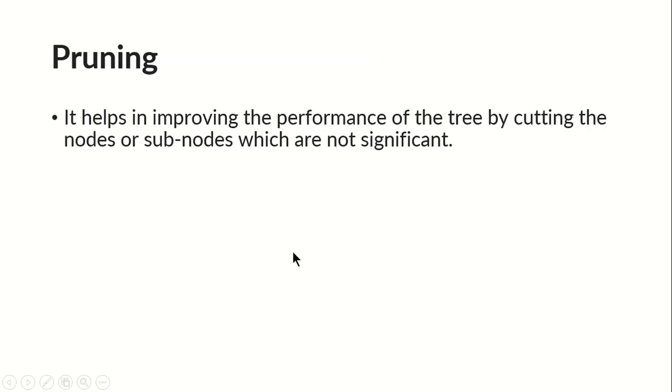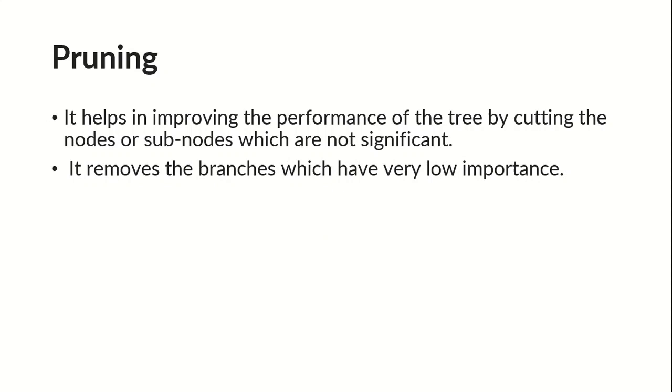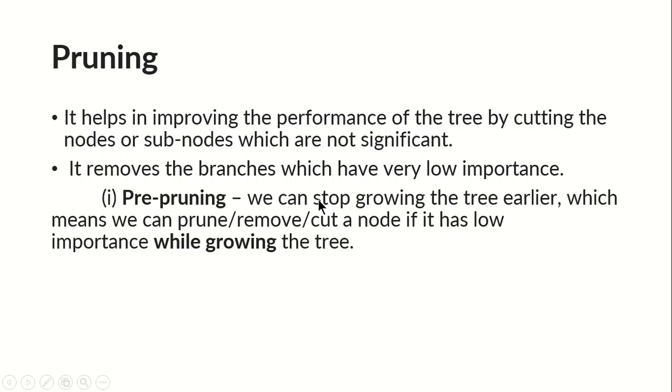Then pruning helps in improving the performance of the tree by cutting the nodes or subnodes which are not significant. Pruning is actually trimming down the tree based on the significance of the nodes or subtrees. It removes the branches which have very low importance. Pre-pruning and post-pruning are there. Pre-pruning means even before constructing that branch, we cut it down. We can stop growing the tree earlier, which means we can prune or remove a node if it has low importance while growing the tree, so we do not allow the branch to grow in that direction.